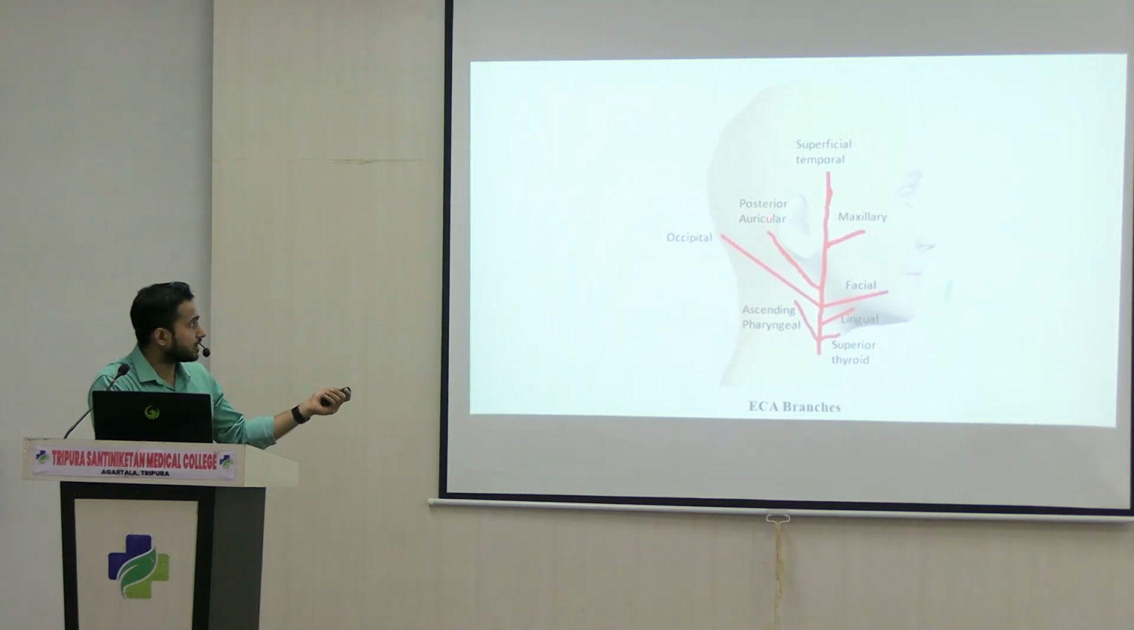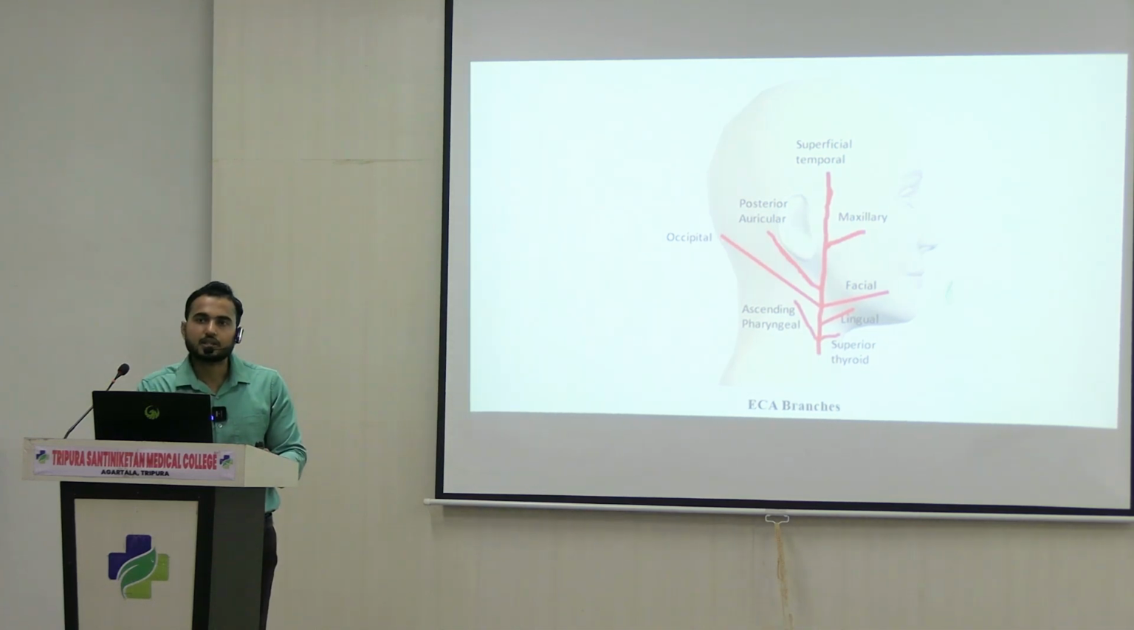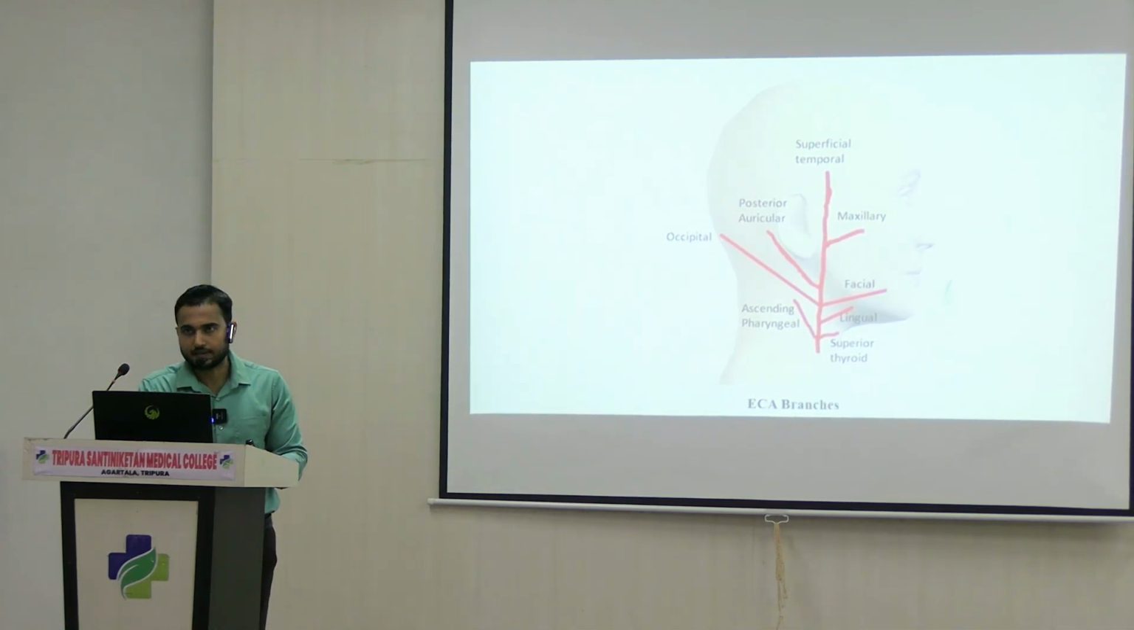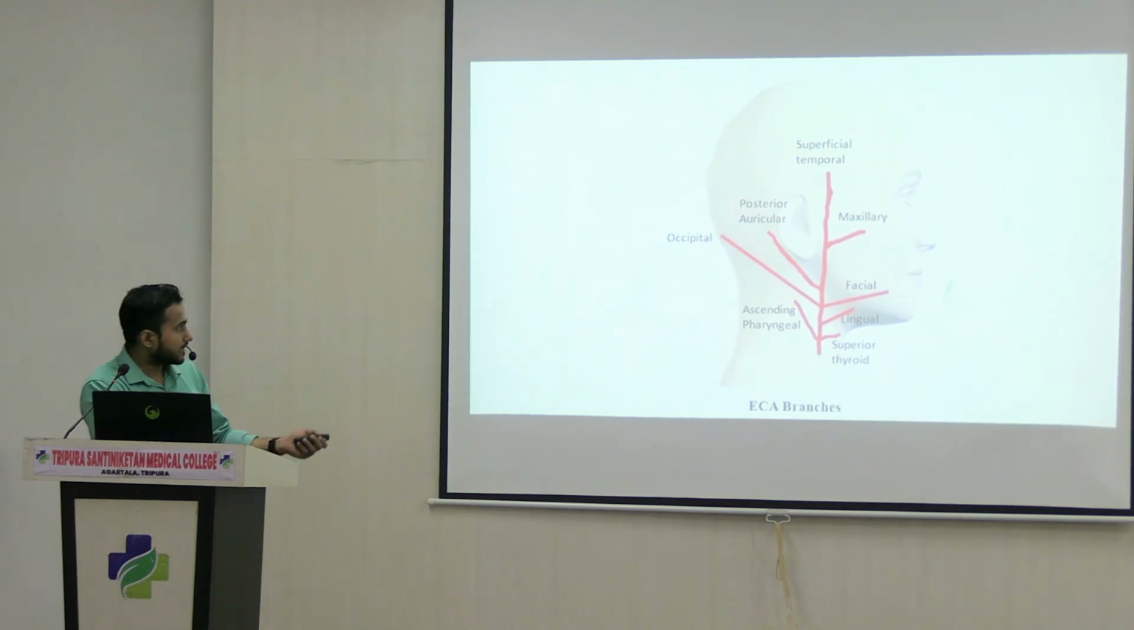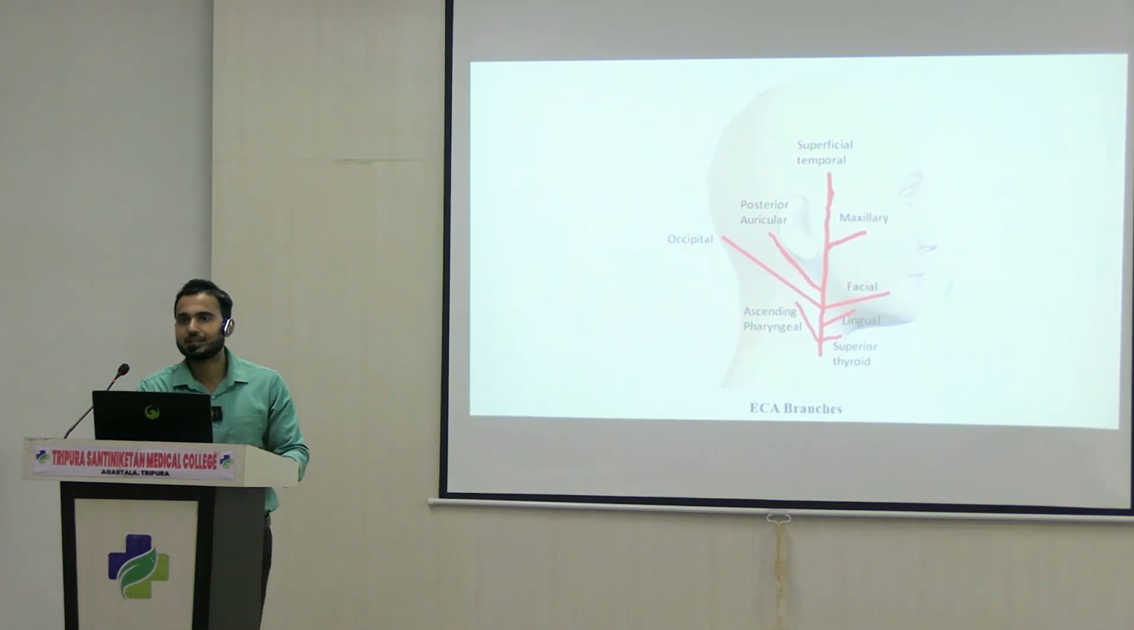A posterior auricular is mainly supplying the area posterior to the auricle, and along with that it is also supplying the parotid gland. Okay. Next, ascending pharyngeal artery is mainly supplying the pharynx. Along with that, it is also supplying the middle ear cavity. Okay, these are the parts supplied by the ascending pharyngeal artery.